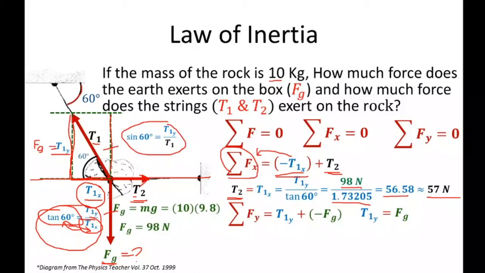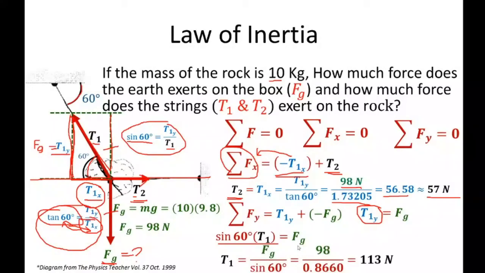The T1Y is on the opposite side of the angle, and T1 is the hypotenuse. So that is opposite over hypotenuse. So we can use sine from our SOHCAHTOA. So sine, the opposite is T1Y over T1. So rearranging this equation will give us T1Y is equal to sine 60 degrees times T1. So sine 60 times T1 is equal to Fg.